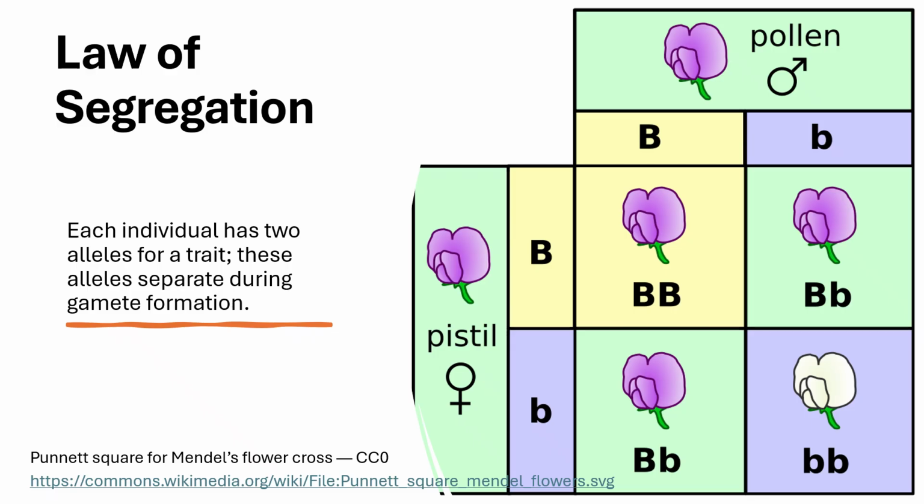Mendel's first law, the law of segregation, states that each organism carries two alleles for each trait, and these alleles separate during meiosis so that gametes receive only one.